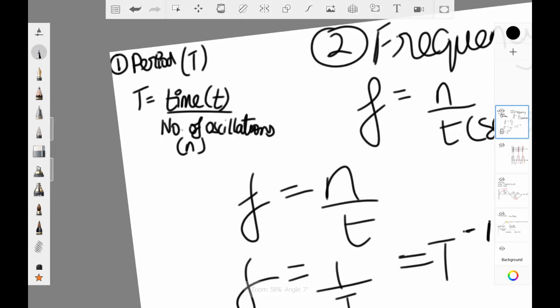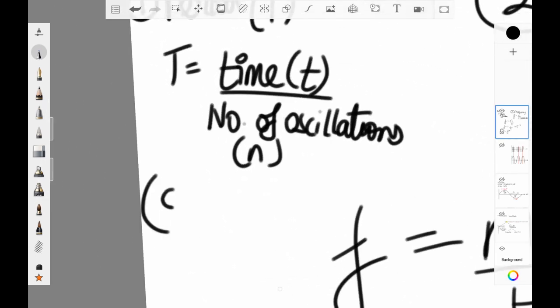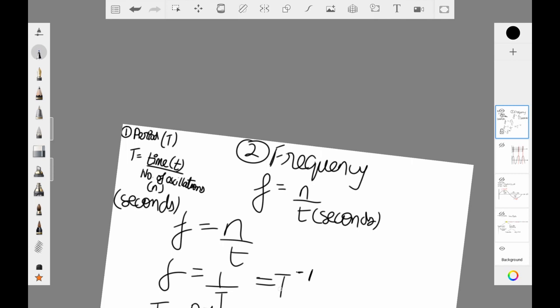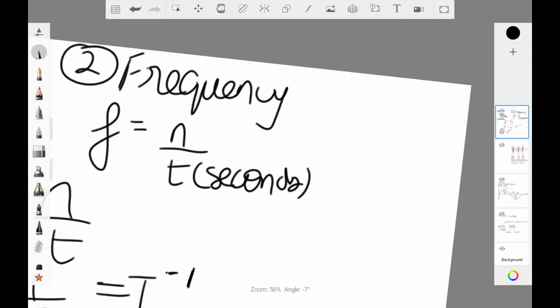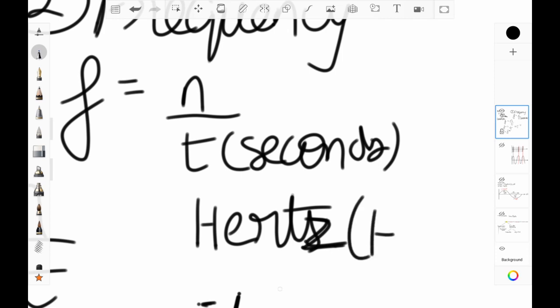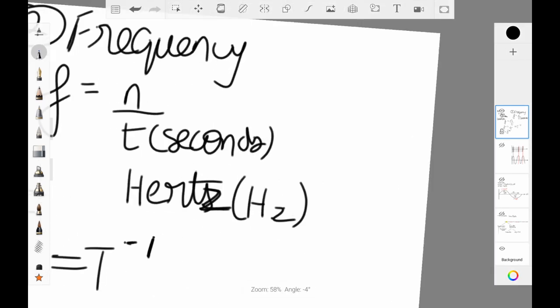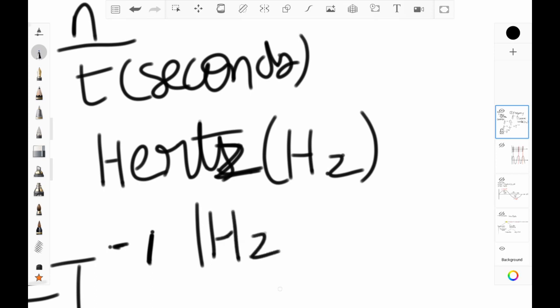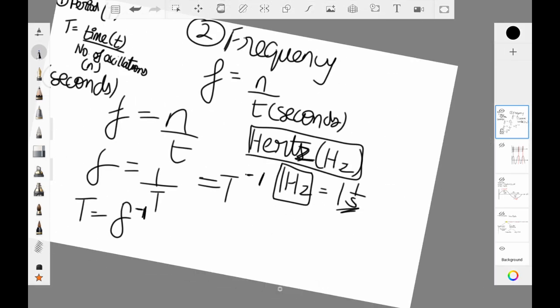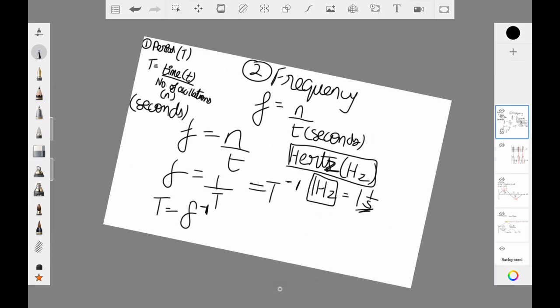Right, I forgot to mention the units for each of these. The unit for period is seconds, because it is just a measure of time. It's the time taken for one complete vibration. Frequency, on the other hand, is measured in hertz. That's hertz with a Z, and the symbol is Hz. Now, what that means is that 1 hertz is equal to 1 over second. But this part isn't really important. You definitely need to remember this and this. So that's the unit for both of them.